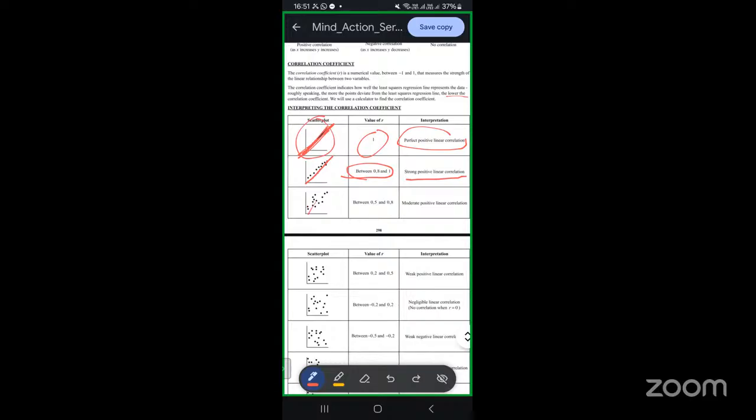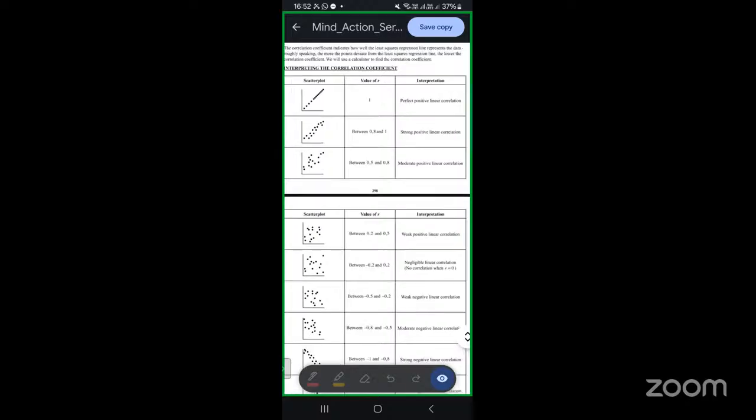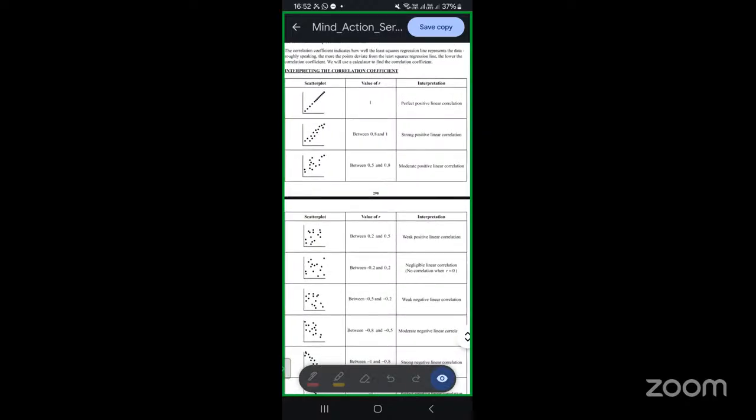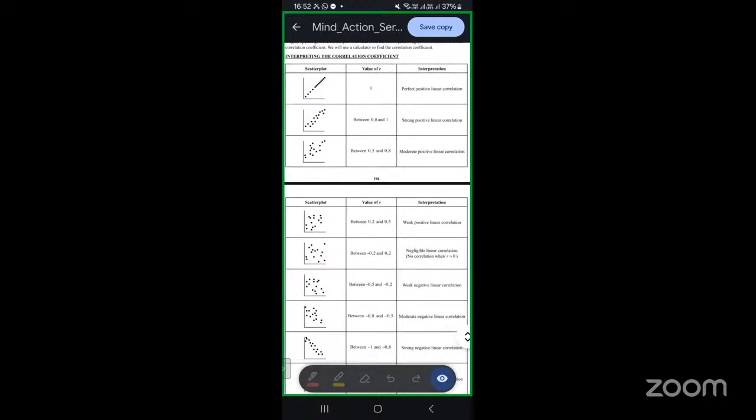Now we have got this one. Now they disperse a bit, so R will be between 0.5 and 0.8. Then you can comment: moderate positive linear correlation. Are you okay with this part? Yes, sir. Okay, then let's go to the next one. I'm also going to share this table on your inbox, for you to remind yourself with some things. Thank you, sir.